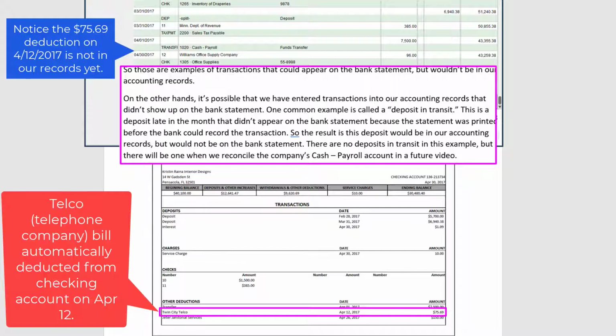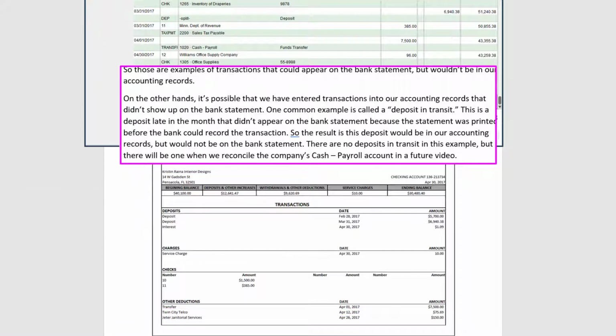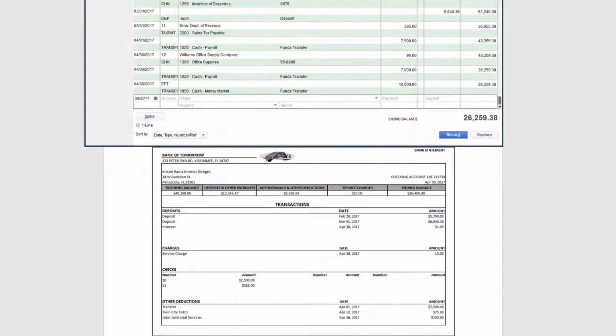On the other hand, it's possible that we have entered transactions into our accounting records that did not show up on the bank statement. One common example is called a deposit in transit. This is a deposit late in the month that did not appear in the bank statement because the statement was printed before the bank could record this transaction. So the result is this deposit would be in our accounting records but would not be on the bank statement. Now there are no deposits in transit in this example, but there will be one when we reconcile the company's cash payroll account in a future video.